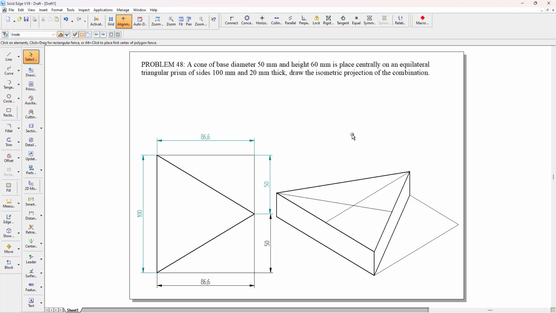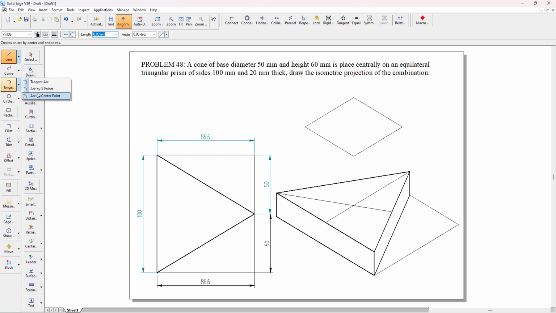So from this I have to draw a cone. So I'll just go with a cone. Cone means base diameter is given as 50 mm. So I'll use 50, 30, 50, 150, 50 minus 150 and 50 minus 30. Very, very simple. Now I use arc by 3 point.